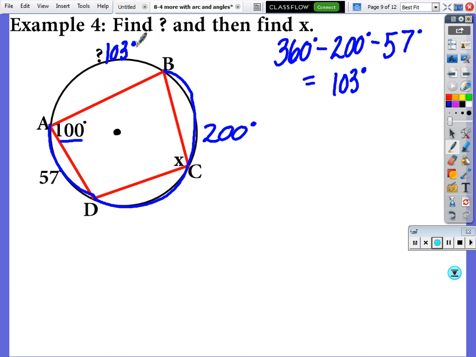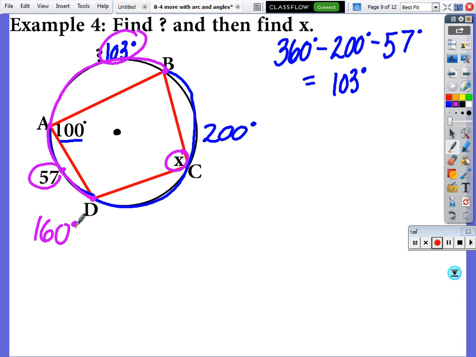Now it says find x. Well, x is an inscribed angle, and it opens up on this arc from here to here. We know that an inscribed angle is equal to half its intercepted arc. So the intercepted arc is 57 degrees plus 103 degrees. That is 160 degrees, right? Does everybody see how that full arc is 160 degrees?